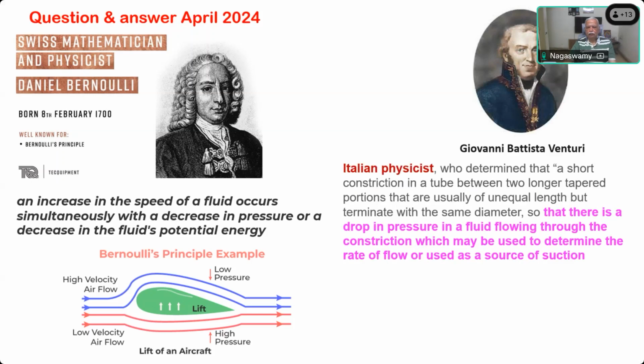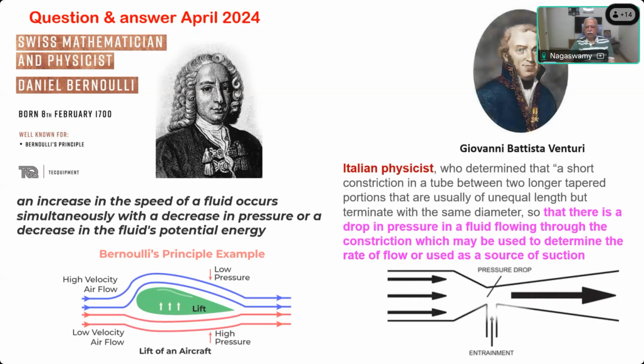He is an Italian physicist who determined that a short constriction in the tube between two longer tapered portions, usually of unequal length but terminating with the same diameter, causes a drop in pressure in fluid flowing through the constriction, which may be used to determine the rate of flow or used as a source of suction. This is what Venturi described, and this is what happens.